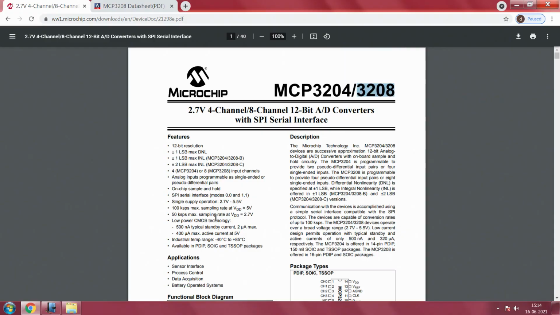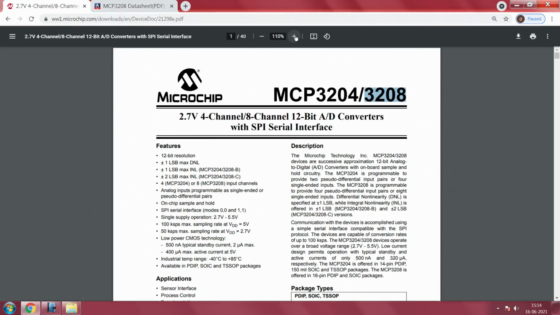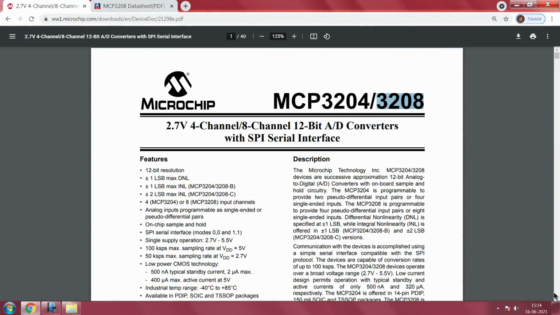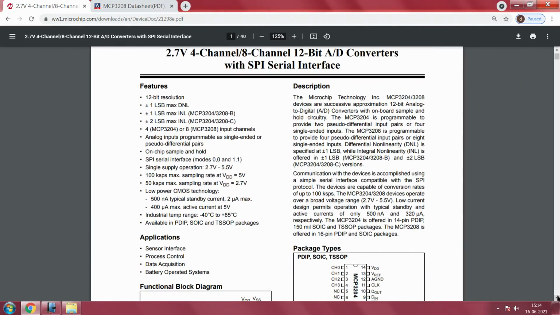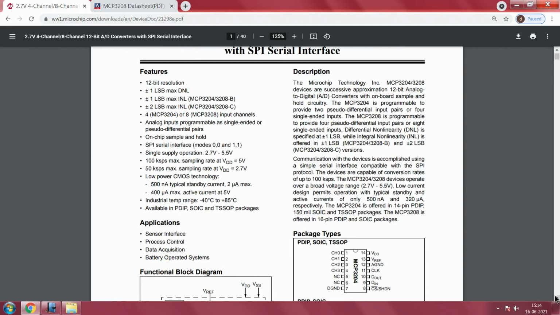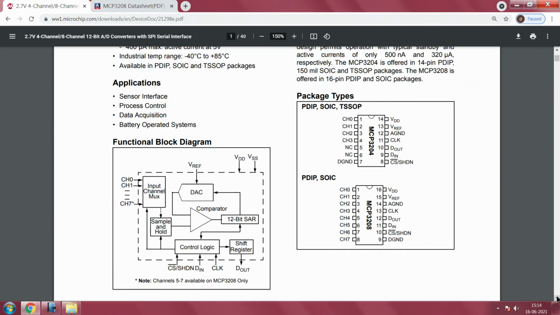Then let us come to the technology under which this chip was manufactured. Let me expand this a little bit so that you see these things much more clearly. You see low power CMOS technology, 500 nanoamps standby current and 400 microamps active current and all that. It appears to be good for a low power system, and it appears to be used in applications such as sensor interface and so on. That is also a very nice thing about it.